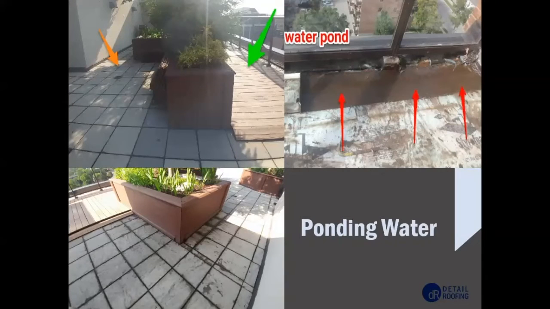Very similarly, we do see this on larger terrace surfaces as well. So in the top left photo, the two arrows that you see there, the green arrow, that area in particular was experiencing really excessive ponding water. And the nearest drain location on this roof surface was over where that orange arrow is.